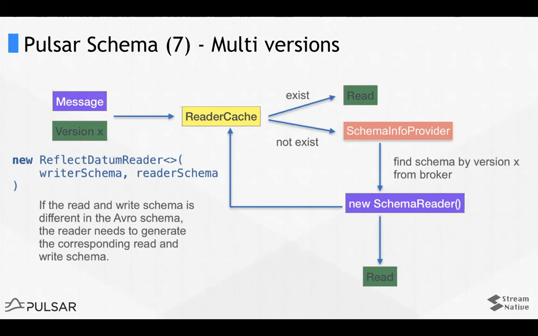When it receives a message, it gets the schema version attached to the message. Locally on the consumer, it maintains a schema reader cache, so it will check if the reader cache has the given schema. If it has the schema, it uses that schema reader to deserialize the message. If the reader doesn't exist in the cache, it goes back to the broker and looks up the schema by the schema version. Once it gets the schema, it initializes the schema reader for that given version and uses it to deserialize the data.